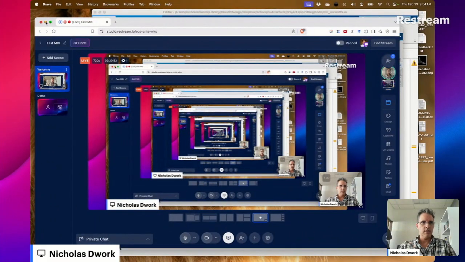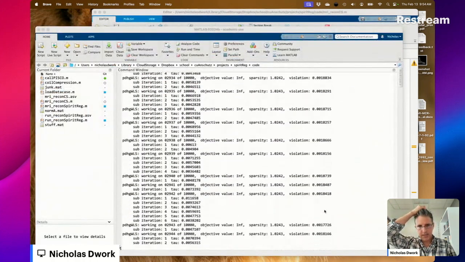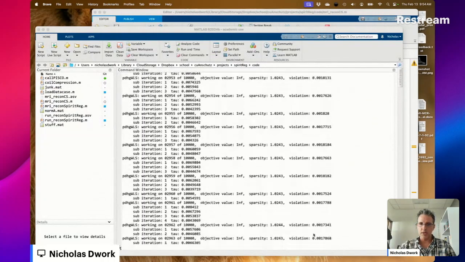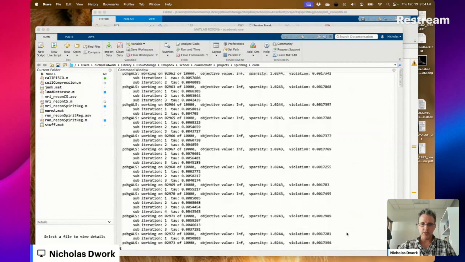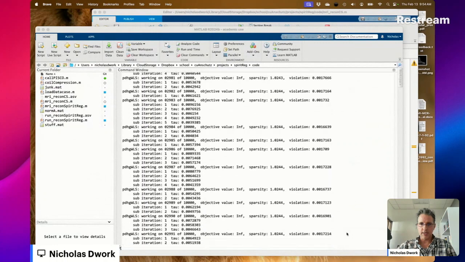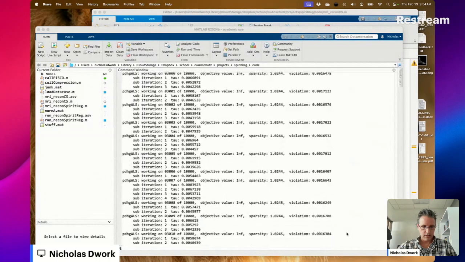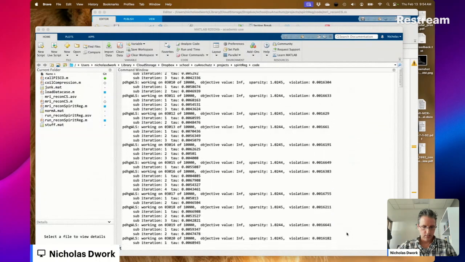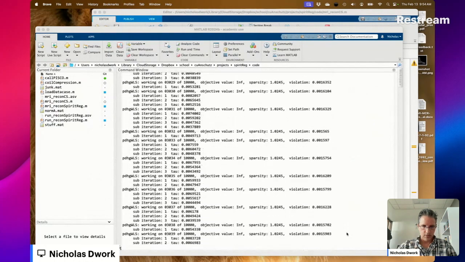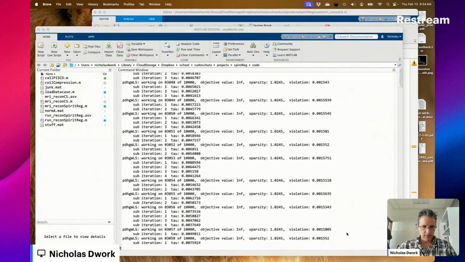All right. Currently, the iteration is about 3,000. The sparsity is at 1.02, and the violation is at about 0.002. Things are not changing a lot. Let's see how much this changes between now and 10,000 iterations. I wonder if it's going to look any better.